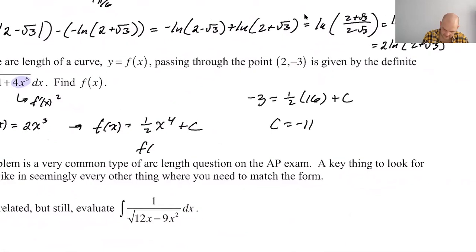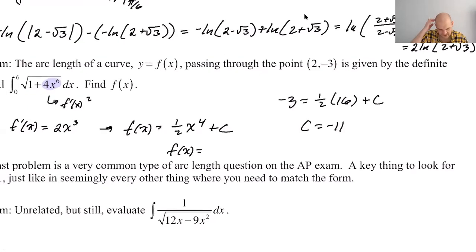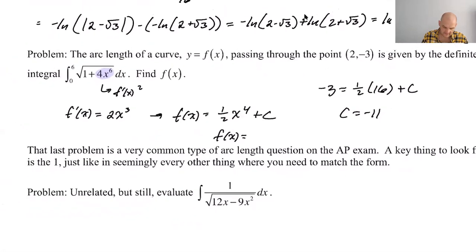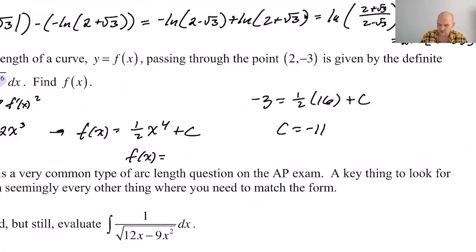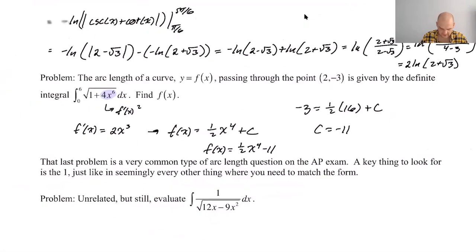So f of x, could it be negative 2x cubed? Because if you square that, that would work. I think that would also work. I think that there are 2 possible answers to this, one of which I'm not going to find. Or should I find it? I should probably find it.